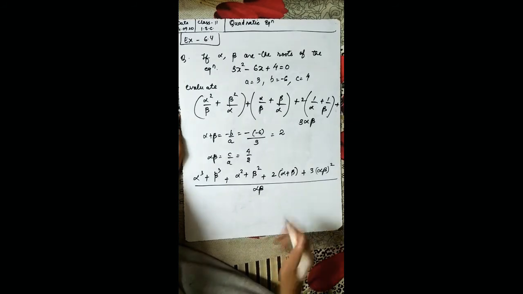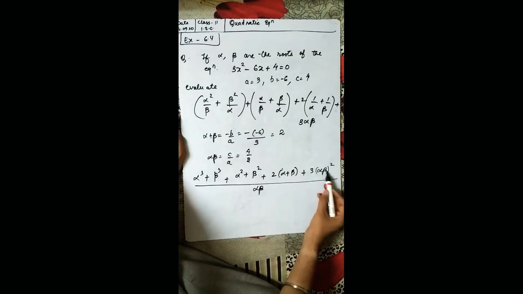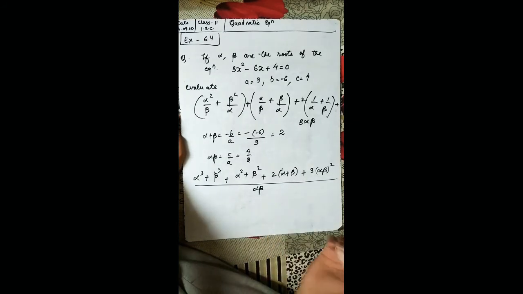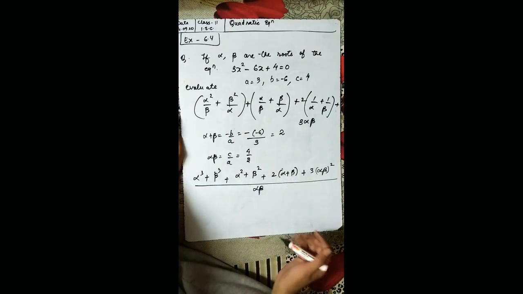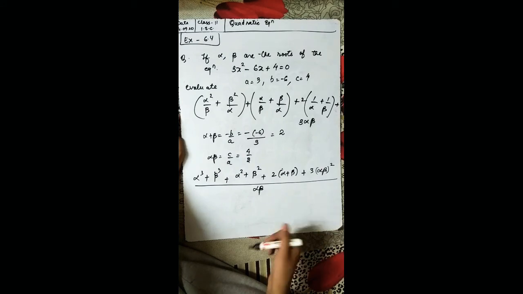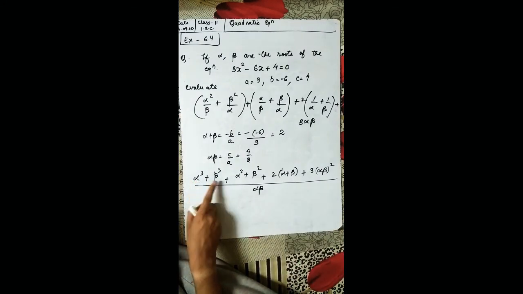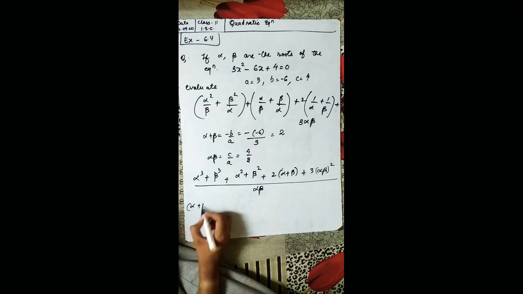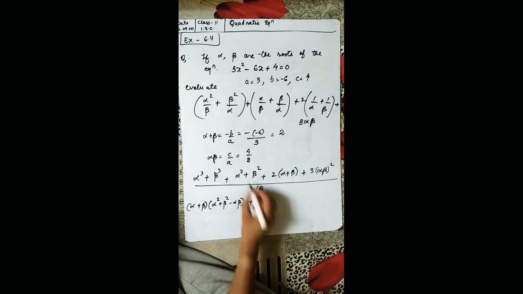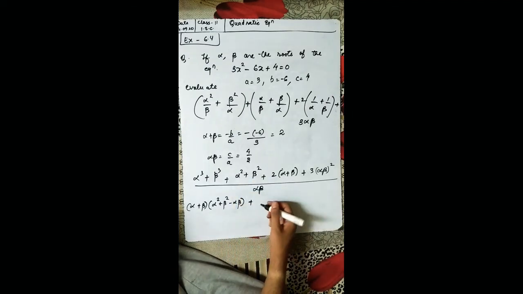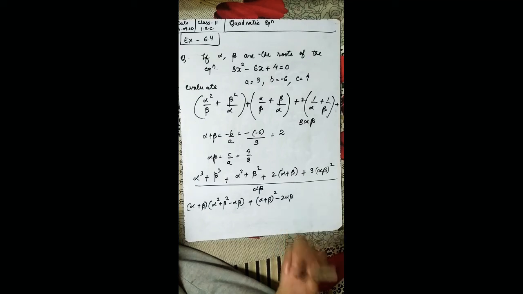Now we know the value of alpha plus beta, and we know the value of alpha beta here, but we don't know alpha square plus beta square. Let us use the identities. We can use the a cube plus b cube identity. What is that? a cube plus b cube equals a plus b bracket a square plus b square minus ab. And in place of this, we can write alpha plus beta the whole square minus 2 alpha beta.